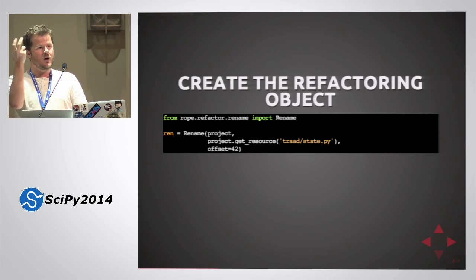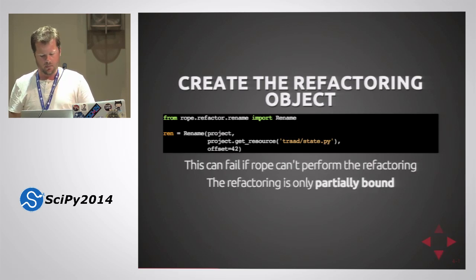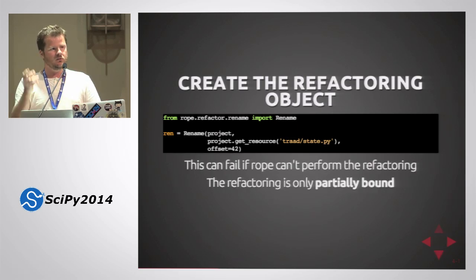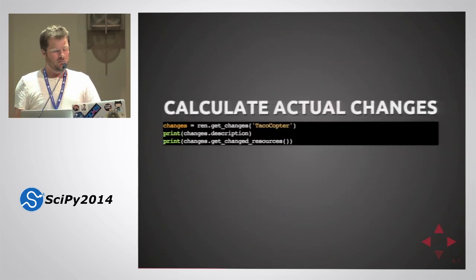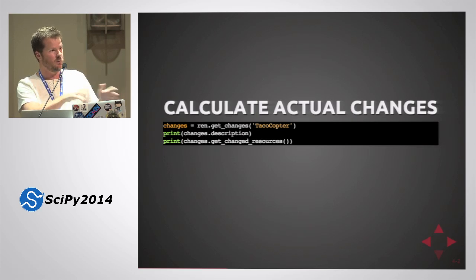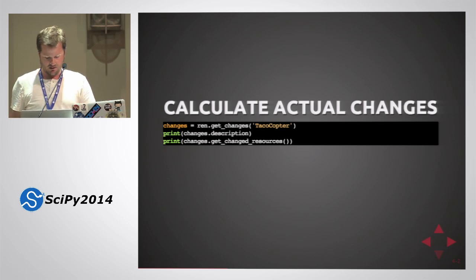So the next thing you do, once you have a refactoring object, this can fail if it can't do the refactoring, but this is only partially bound. So this is a refactoring you can use over and over. It's kind of a template. The next thing you do is you call get changes, and you pass it in the actual name that you want to change to, in this case, Tacocopter, which was the best business model ever. If you've never heard of it, ask me about it. It's very cool.